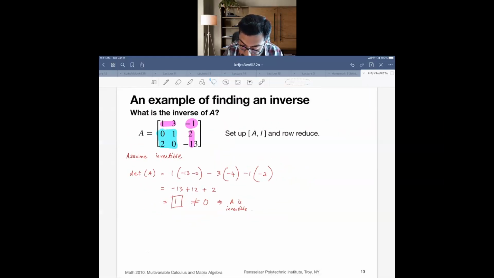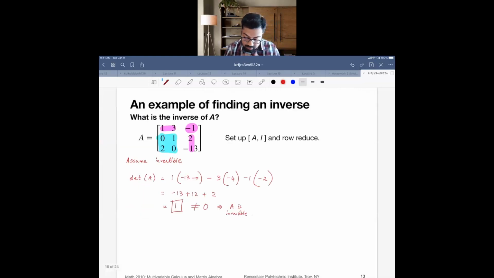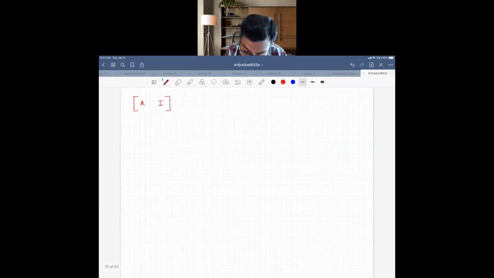Let's see. I'm going to set up AI. So I've got the A matrix, then I'm going to need the I matrix. So what am I starting off with? I'm going to do this in the next slide. Let's say I have after here. So set up AI. So A here, then I here, right? So A is going to be 1, 3, negative 1. Then I have 0, 1, 2. Then I have 2, 0, negative 13.